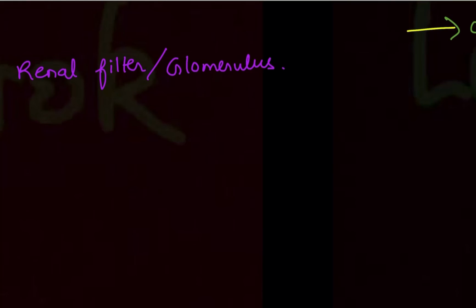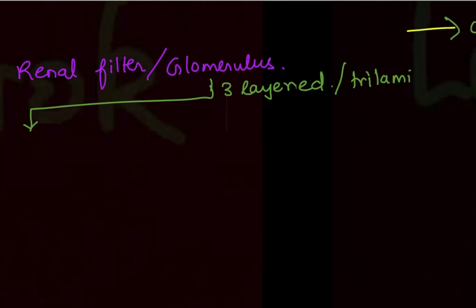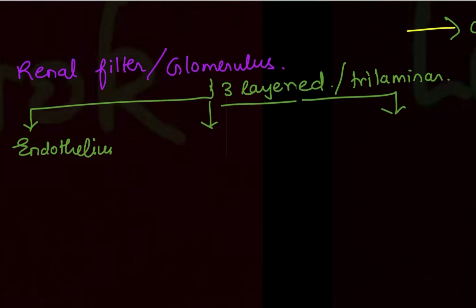Now, one more thing remains about the nephron that you must know. It is the renal filter and something called the glomerulus. About the glomerulus, you must remember it is 3-layered, also called trilaminar. What are those 3 layers? Write down. First is endothelium. What is endothelium? It gives the ability to diffuse substances. Then it has a capillary wall. Then it has a basement membrane.